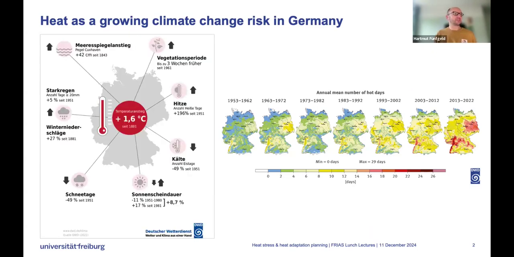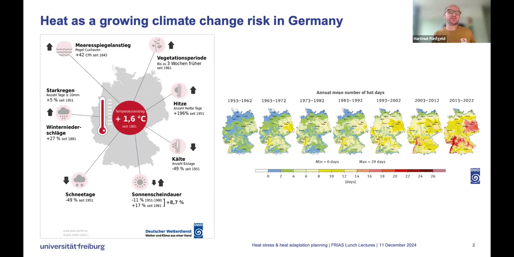And one of the key things that are the result of this climatic change is a substantial increase in heat days. As you can see, 196% since 1951 even, which is a relatively short time period. And you can see on the right-hand side how the number of hot days, meaning days with temperatures over 30 degrees, has changed in this period since the early 50s quite dramatically.